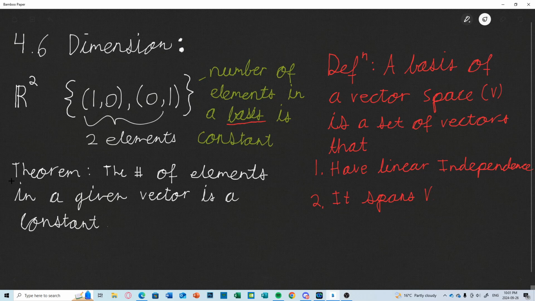And finally, we'll have our theorem for dimension, which states that the number of elements in a basis of a given vector space is a constant. So if you have your vector space of R3, your answer for the dimension is going to be 3. If you get a vector or something else as your dimension, then you know you messed up somewhere.